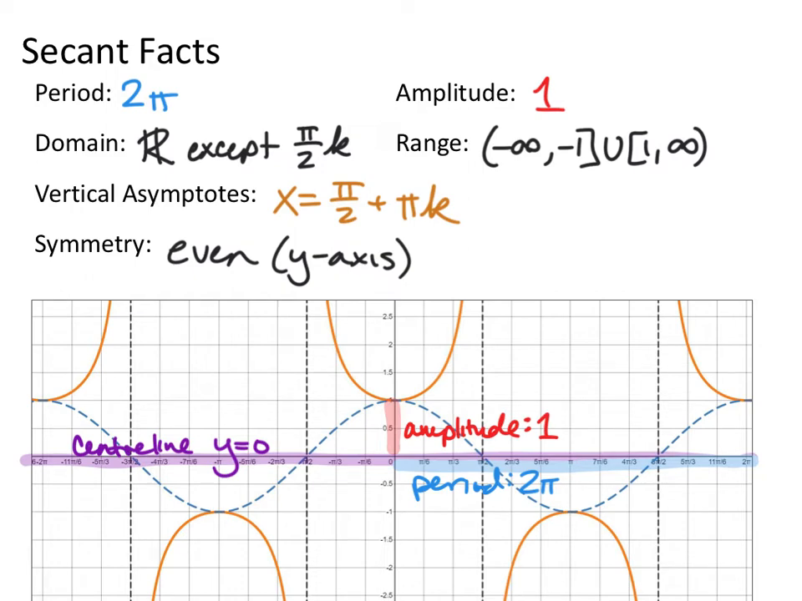And the domain here is all real numbers except pi over 2 plus pi k. Vertical asymptotes at the same values, because x equals is a vertical line. And this one is also symmetrical about the y-axis, just like cosine is, which makes sense since they're reciprocals.